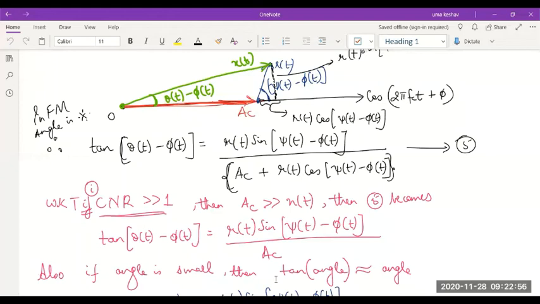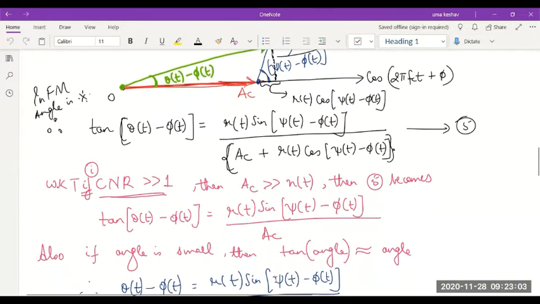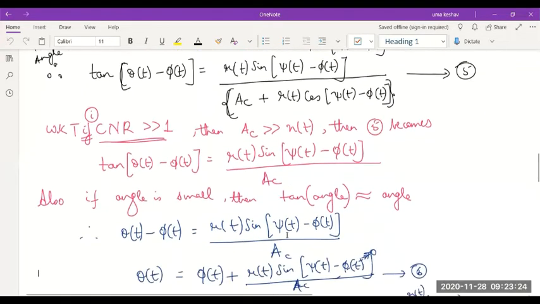We are interested in the angle theta of the received signal. Now, when we simplified this, we know tan theta is opposite side by adjacent side. We wrote those values. Then we considered the carrier to noise ratio to be much greater than 1, which means the carrier magnitude is greater than noise. This noise part which is there in the denominator could be avoided. That is the next step.